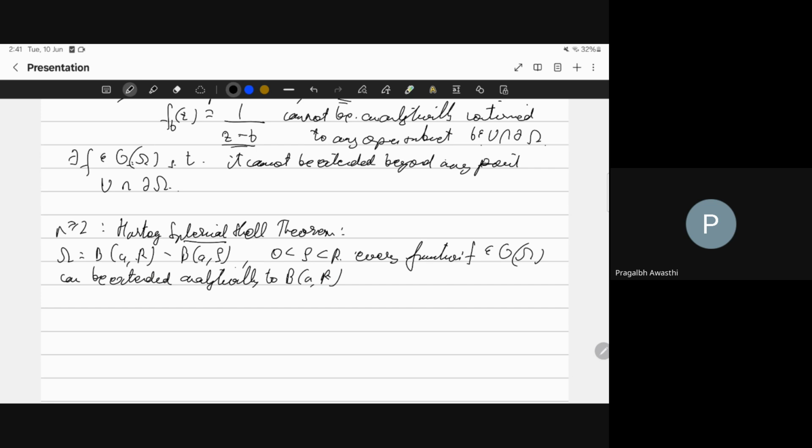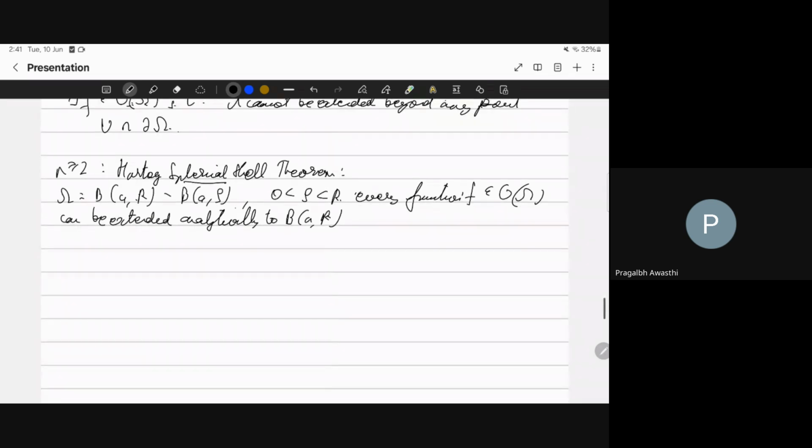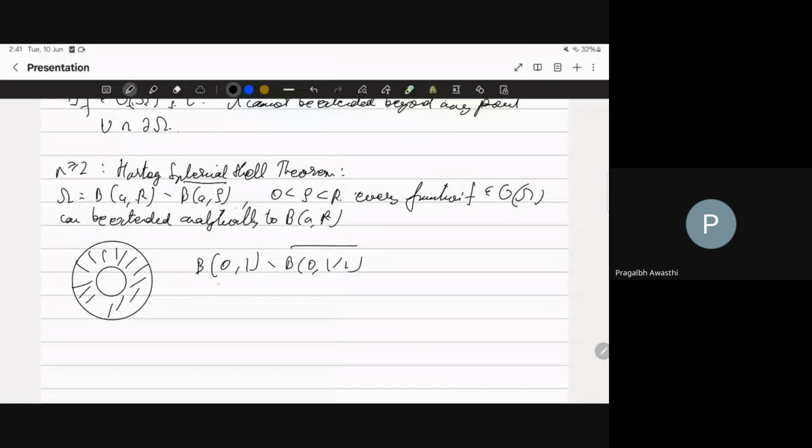If we had gone to one dimension, this clearly doesn't hold for n equal to one. The corresponding domain in n equal to one would be an annulus. So if we have B(0,1) minus the closure of B(0,1/2), then the function f of z equal to 1 by z is clearly holomorphic on omega, but does not have an analytic continuation to the entire B(0,1). But surprisingly, because there is more moving room in a higher dimension, this is in fact true.